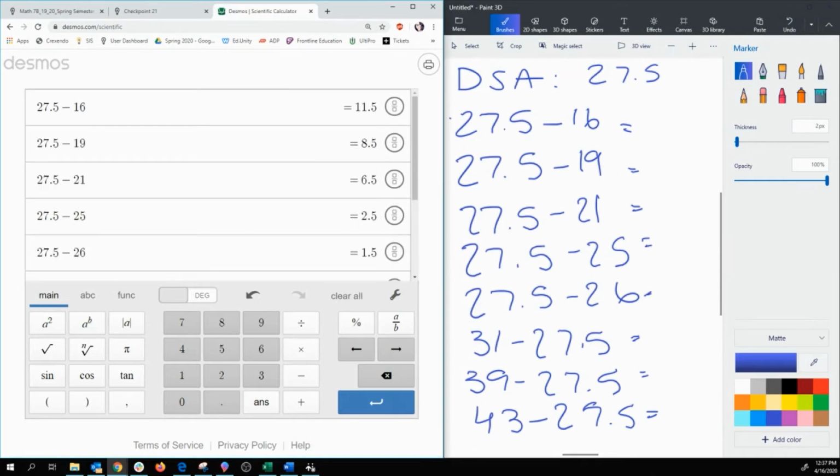Ready? Then type, write out all of my answers here.